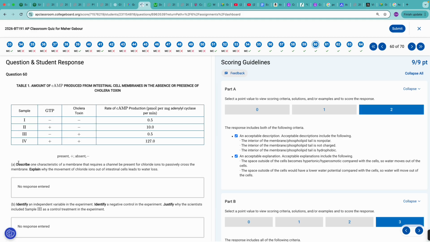Otherwise, it can't, because the center of the bilayer is actually non-polar. Explain why the movement of chloride ions out of the intestinal cell leads to water loss.